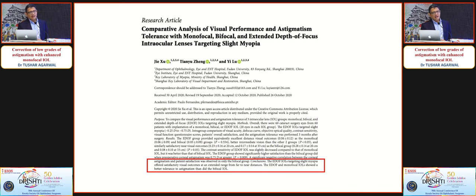So this idea stems from some anecdotal experience which I had. We had to implant an enhanced monofocal lens and not a toric lens in patients with some pre-existing astigmatism. And we found to our surprise that they were seeing quite well even without correction. And then when we reviewed the literature and looked at the initial papers regarding the enhanced monofocal or even the EDOF lenses, we found that the authors also had sort of hypothesized that they may have higher astigmatic tolerance.